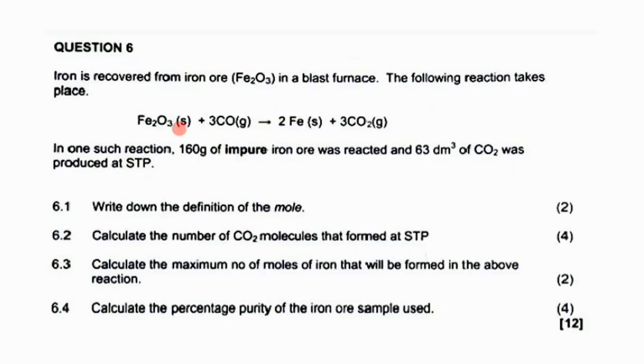Then we have 6.3. It says calculate the maximum number of moles of iron that will be formed in the above reaction, right? So you will remember that in my previous video, the one that I did on stoichiometric calculation, I said that once you have the number of moles of one of the substances or one of the compounds in the chemical reaction, then it enables you to just use stoichiometric ratios in order to find the number of moles of the other required substance or compound, right? So remember, in the previous question 6.2, we already calculated the number of moles for carbon dioxide.